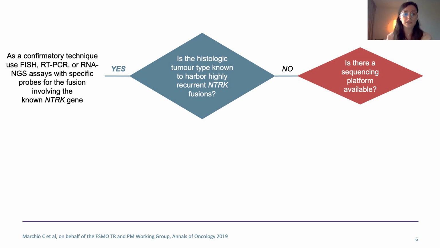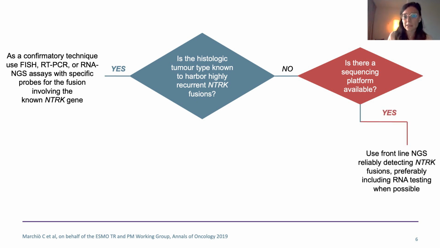So if you are not in that scenario, and we are not actually in that scenario of those specific histologies, then if you want to screen for NTRK gene fusion, you need to know whether you have the possibility to do sequencing at your lab. Because in that case, the easiest thing would be to adopt sequencing.